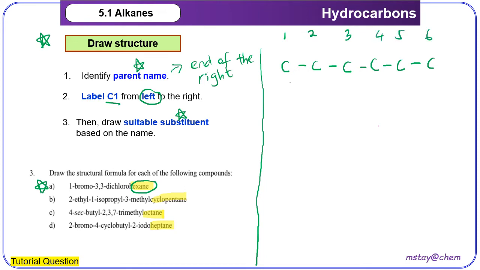Then now we look at the substituents. We have bromo, and bromo has a number of 1, which means that bromo will attach to the first carbon. And then we have 3,3-dichloro, so the substituent is chloro, and di means there are 2 chloro. So these 2 chlorine atoms are attached to carbon number 3. That's why the number 3 appears twice. It means that both chlorines are attached to the same carbon.